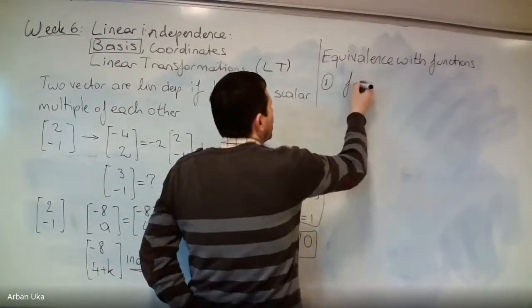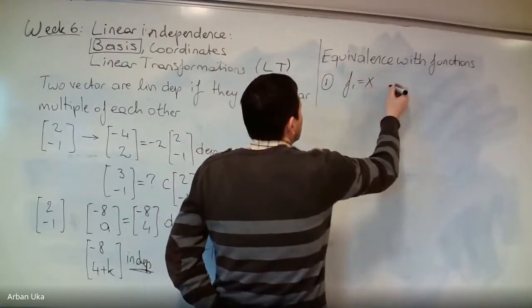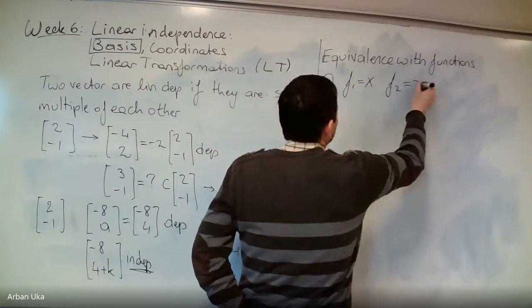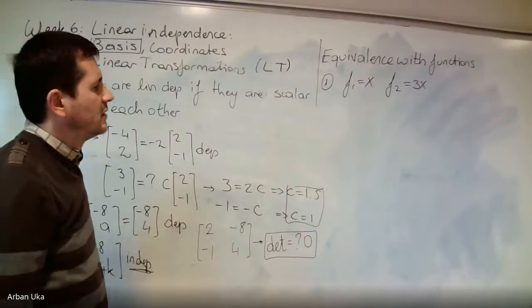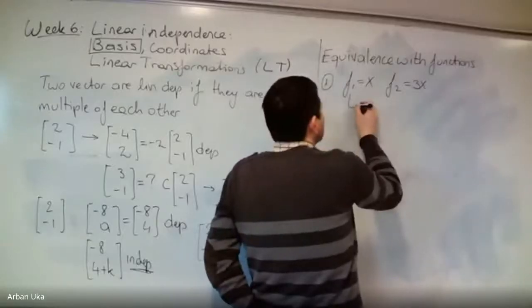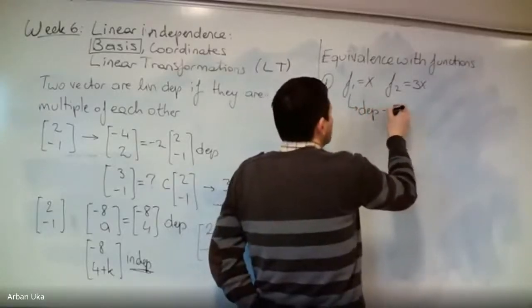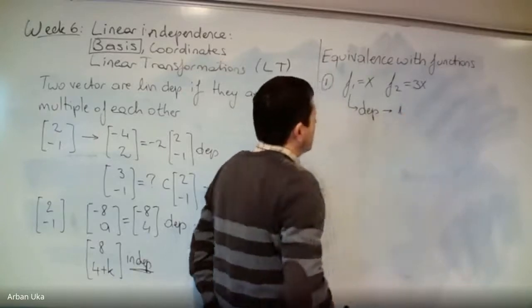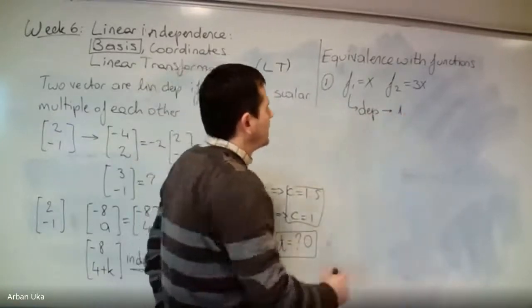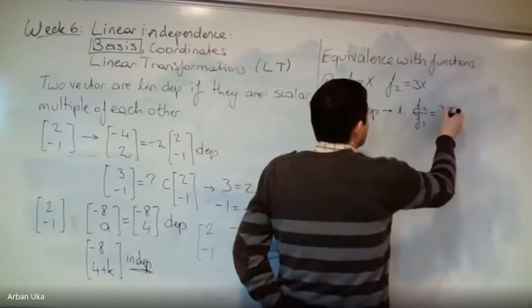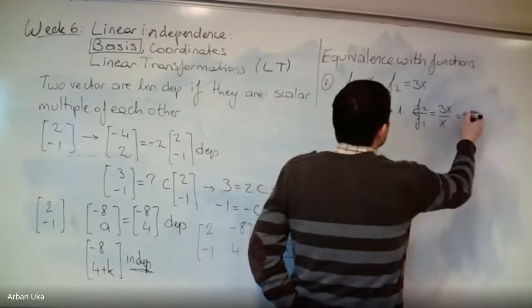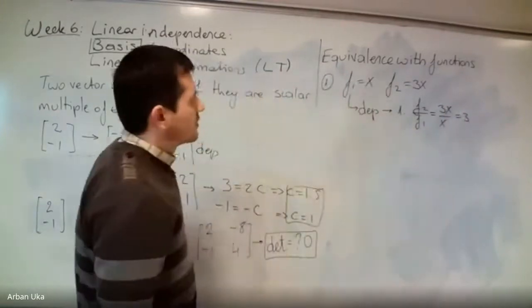Let's assume we have f1 equal to x and f2 equal to 3x. These two functions, are they dependent or independent? Linearly dependent. They are dependent, for 2 reasons. The first reason is that the ratio between f2 and f1, f2 over f1, is equal to 3x over x, which is equal to 3. So they are scalar multiples of each other.